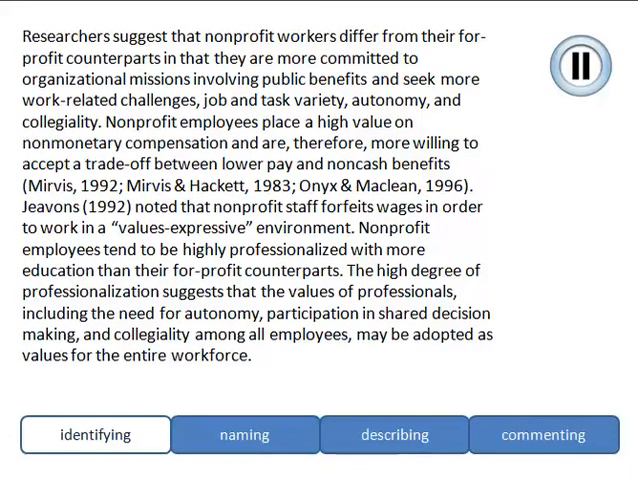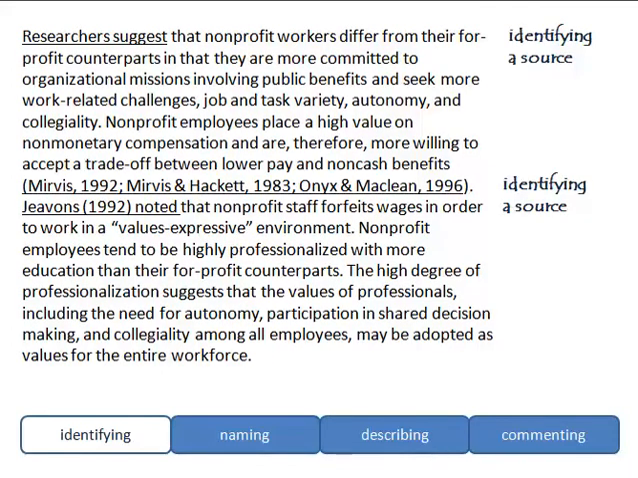One more example. Here there are sources identified in several ways. Notice that it starts with researchers suggest. It tells us that there's a particular source. It's not very clear who those people are at first, but we have a sense that there are researchers. If you look in the middle of the paragraph, you'll notice that there are some names and dates. This is one way that a writer can cite sources.